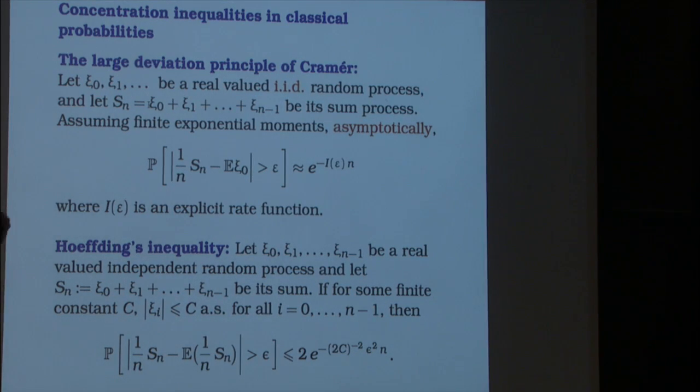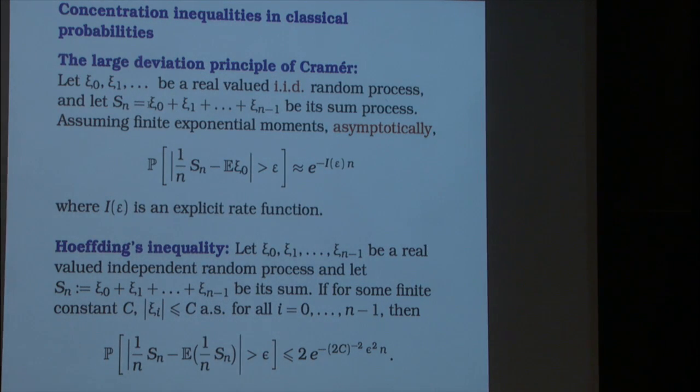The question is, how do the tail events behave? The tail event being the event that the average process differs from the expected value by more than epsilon. So under certain assumptions, the large deviation principle of Cramér says that asymptotically, the tail events decay exponentially with a precise rate function. Hoeffding's inequality is in some sense a weaker statement, but it's more useful because it's finitary.